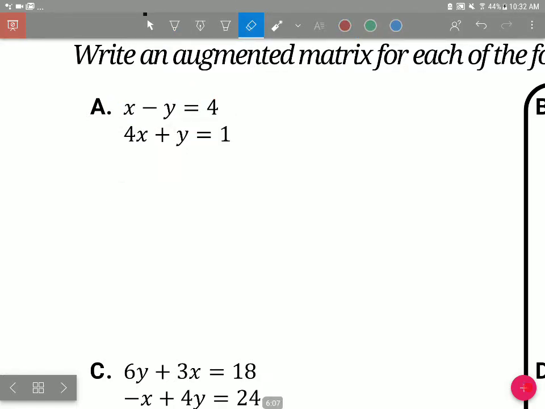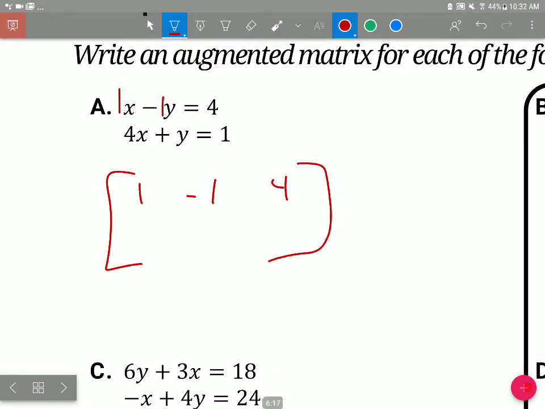So here we go. We're basically going to take the coefficients. That's a 1, a -1, and a 4. Then a 4, a 1, and a 1. Do not overthink this. It is as easy as it looks. Do the second one real quick.